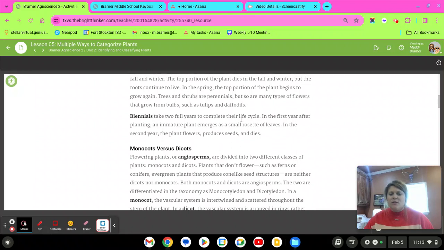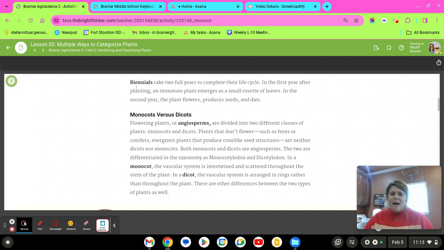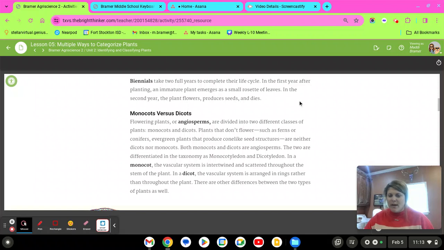Biennials take two full years to complete their life cycle. In the first year, they're kind of an immature plant, and then in the second year, it's going to flower and then it dies. Bi means two, so that's a good way to remember that.